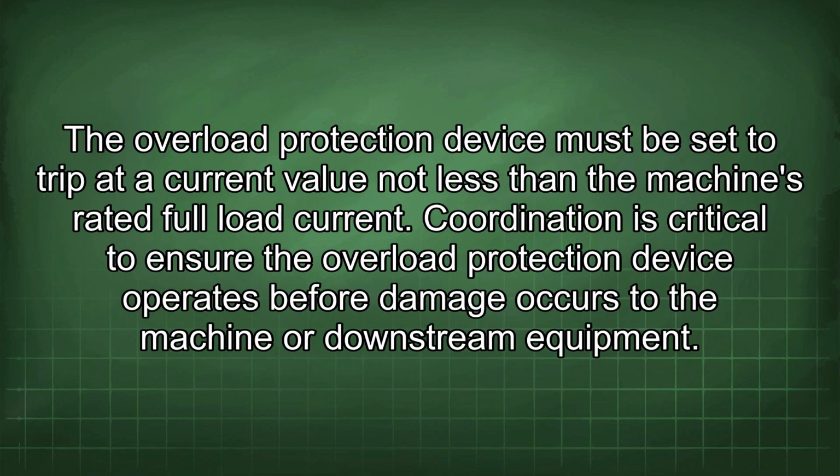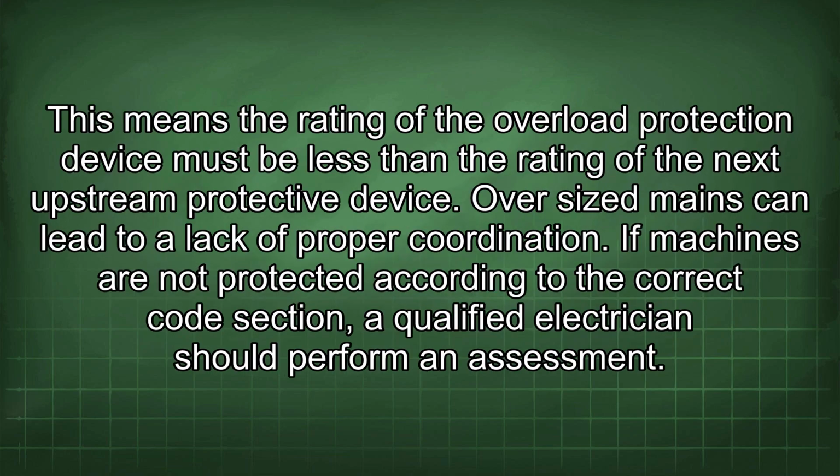The overload protection device must be set to trip at a current value not less than the machine's rated full load current. Coordination is critical to ensure the overload protection device operates before damage occurs to the machine or downstream equipment. This means the rating of the overload protection device must be less than the rating of the next upstream protective device. Oversized mains can lead to a lack of proper coordination.